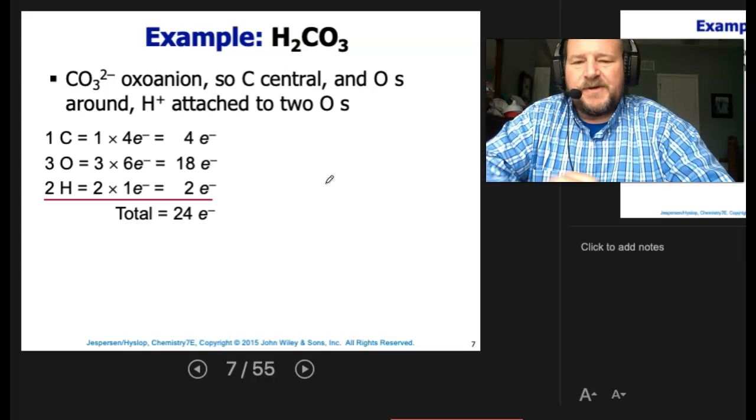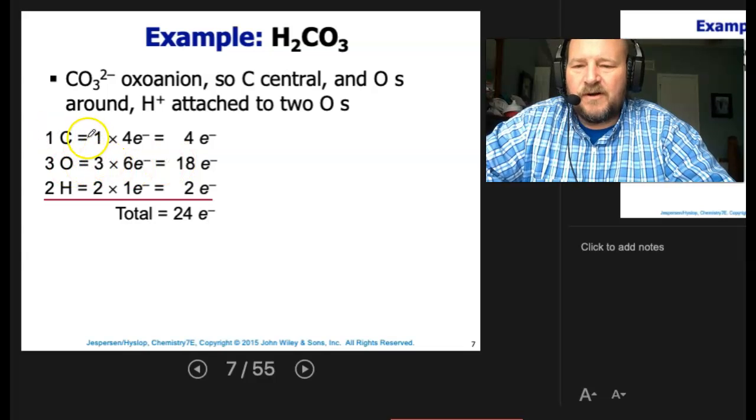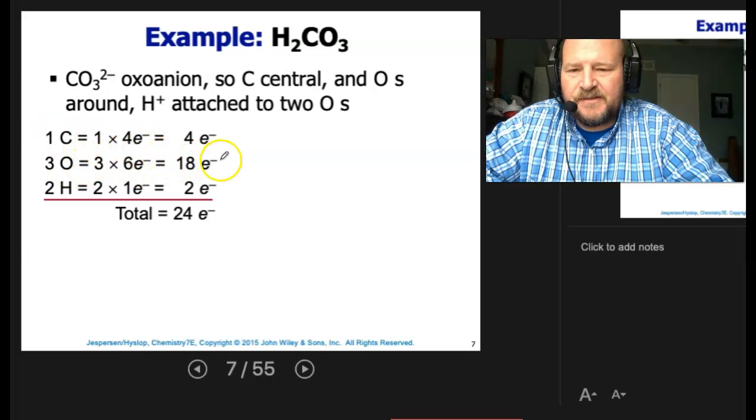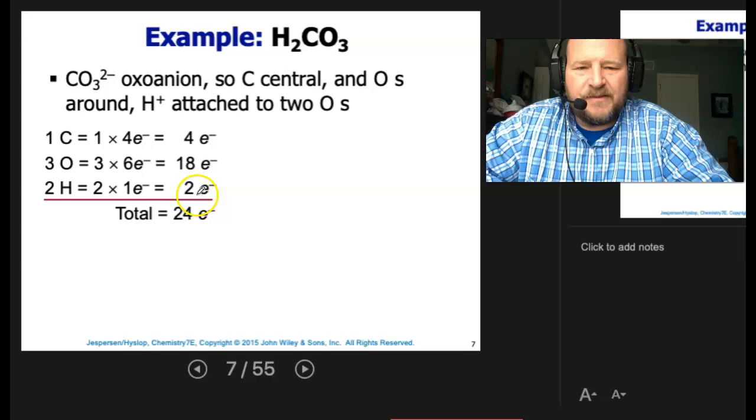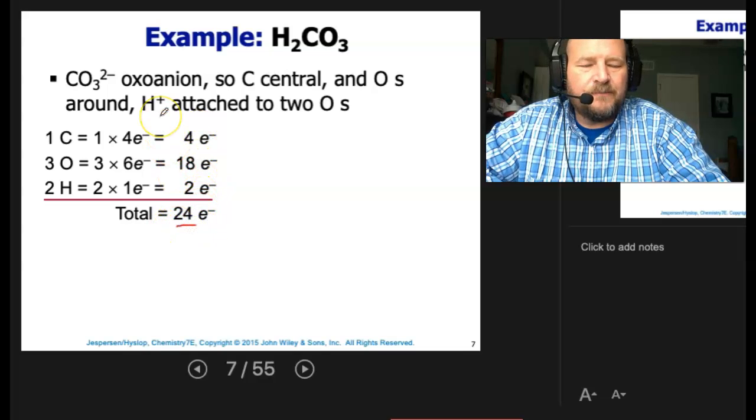So the first thing we'll do is we'll get our total of electrons. So we have one carbon with 4 valence electrons. We have 3 oxygens, 6 each, that's a total of 18. The 2 hydrogens each have 1, so we'll add another 2 in. Summing those up, we have 24 electrons total.